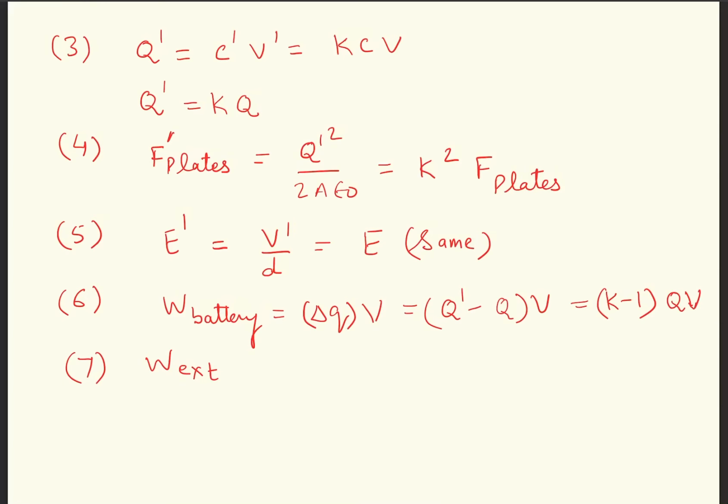Okay, how is heat generated? It is 0 if the work done by the external agent is slow. Well, here the work done by the external agent plus (k minus 1) into QV, that we have already calculated, is equal to U final. Now what is the final potential energy in the capacitor?